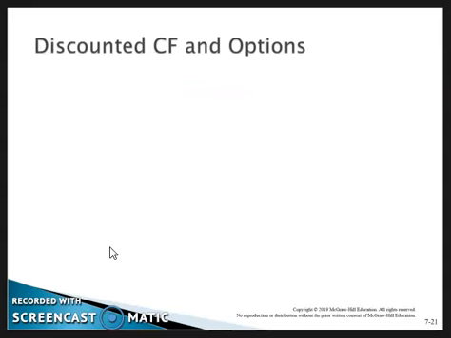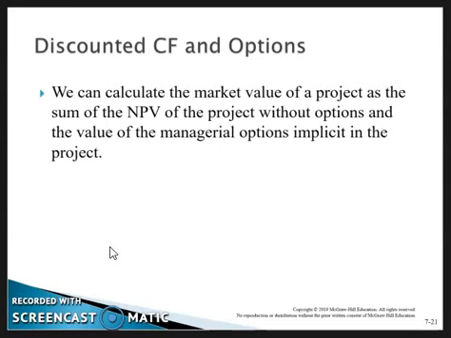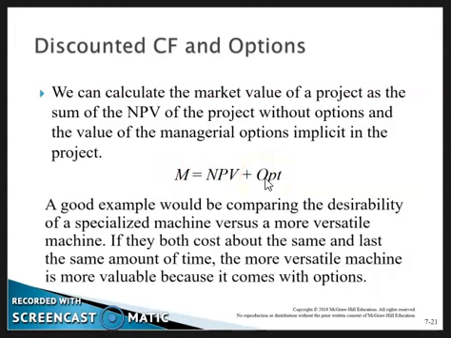So, discounted cash flow and options. We can calculate the market value of a project as the sum of the net present value of the project without options, and the value of managerial options that are implicit to the project. So the market value of a project is equal to the NPV plus those options, whatever they may be.